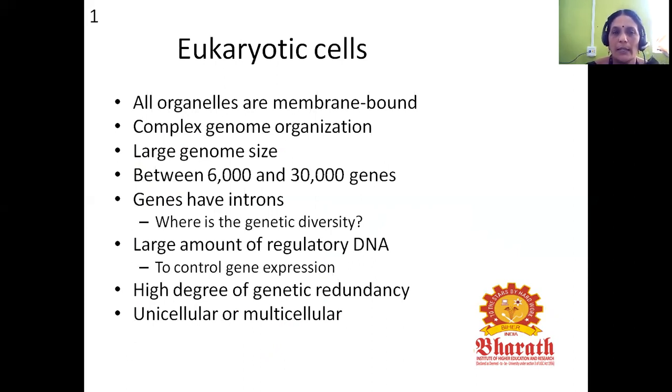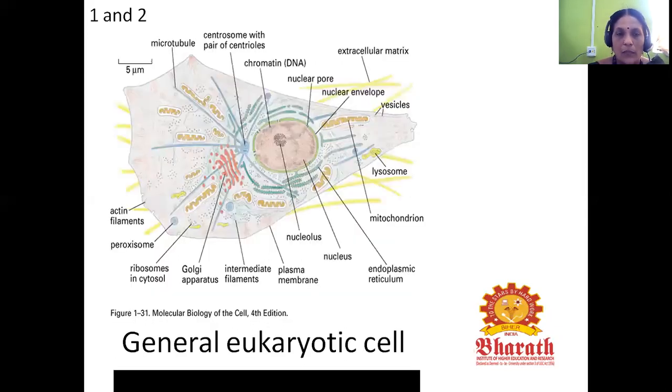Next, eukaryotic cells. Their organelles are membrane bound, with complex genome organization and a large genome size, between 6,000 and 30,000 genes. Genes have introns, where the genetic diversity takes place. There is a large amount of regulatory DNA that controls gene expression, a high degree of genetic redundancy, and they may be unicellular or multicellular.